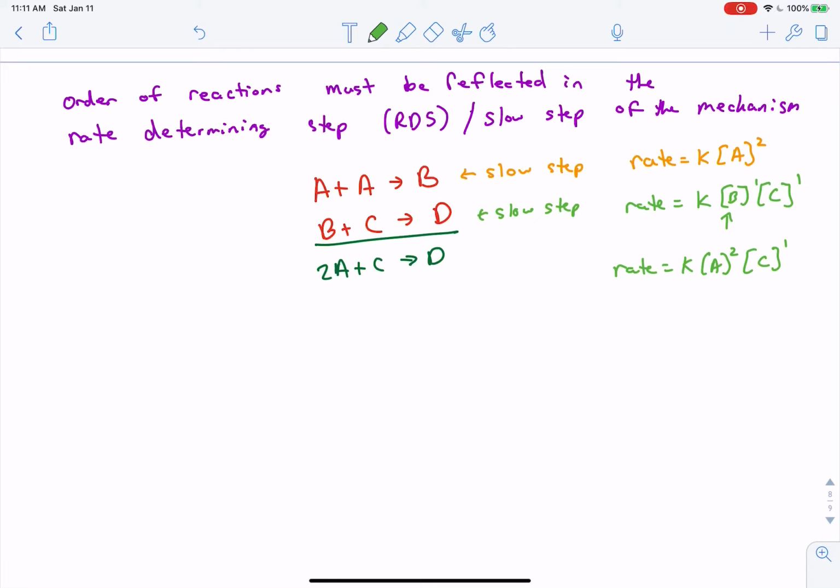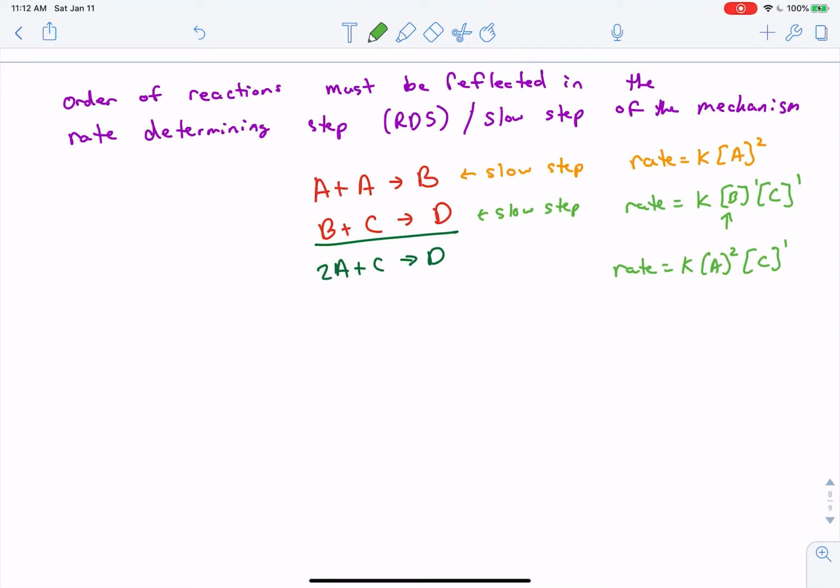Oh wait, if it isn't the slow step, then that isn't the rate. Correct. It's not the rate determining step. Yeah. Because it's so fast that it doesn't actually affect it. No, so even if the first one isn't the slow step, the rate to the right is still the rate expression for it. No, only if it's a slow step. Only if it's a slow step. And hence the term rate determining step. The one slow elementary step is what determines the rate of the reaction.